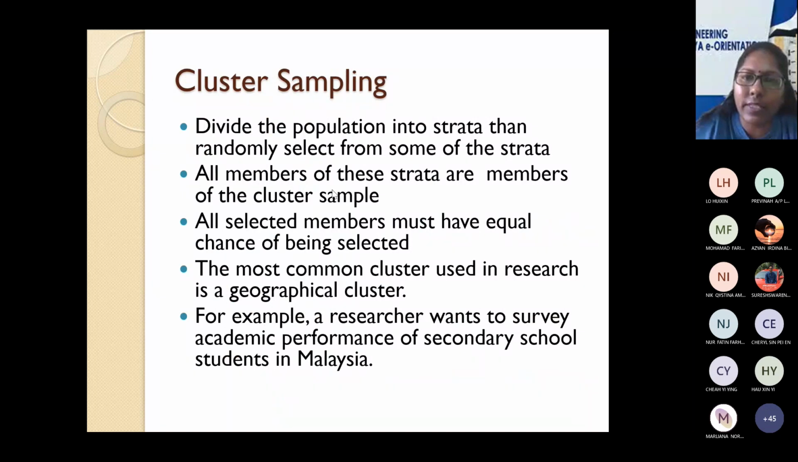Then you can have cluster sampling. All members of the strata are members of the cluster sample. In cluster sampling, you divide the population into strata, then randomly select from some of the strata. That means you don't decide that from each strata you want to take 10 people. It's not like that. You put the strata together, you've already divided them, but then you just pick. Some of the strata may not get selected. Okay, so this is cluster sampling.